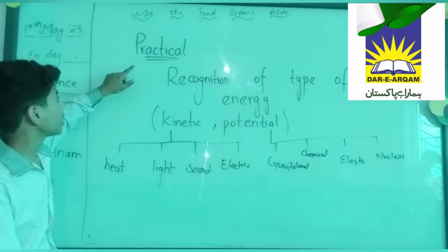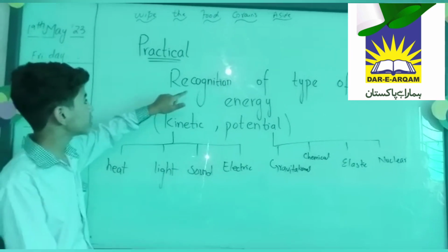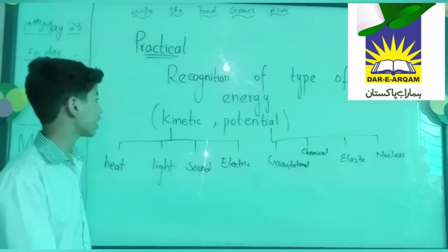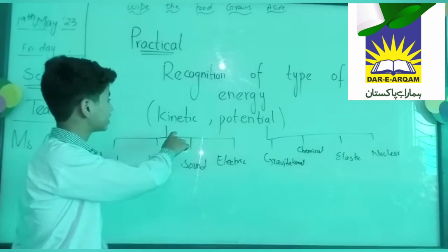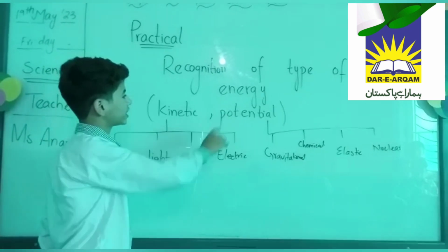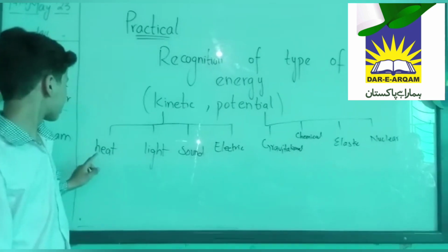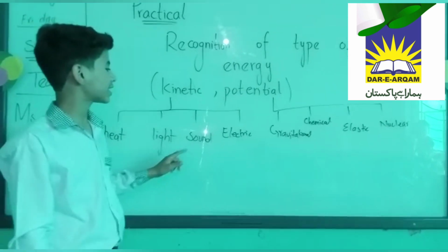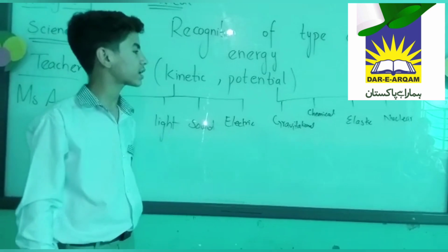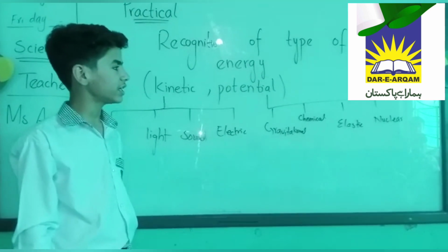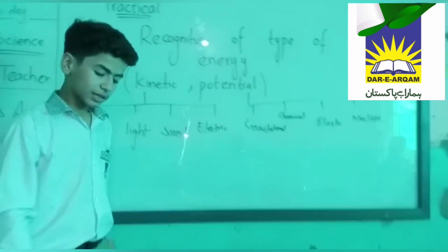Today my practical topic is recognition of types of energy. We have two types of energy: kinetic energy and potential energy. Kinetic energy: heat, light, sound, electric. Potential energy: gravitational, chemical, elastic, nuclear.